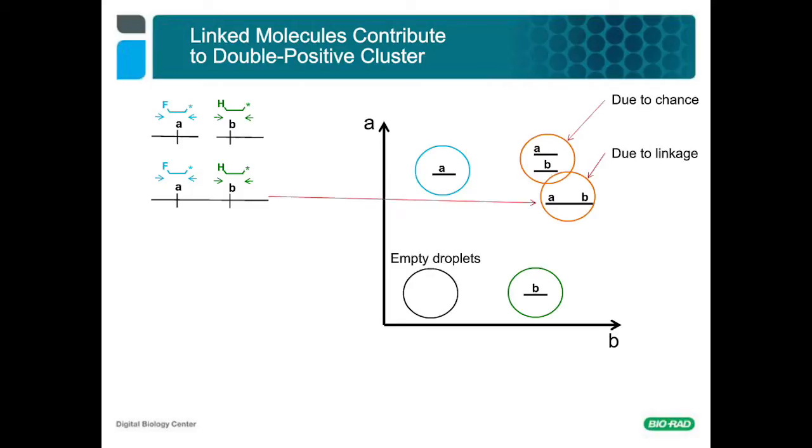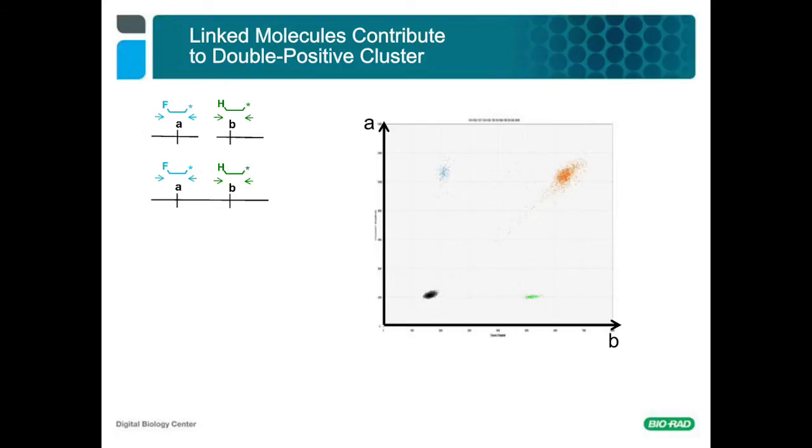If the increase in the double positive droplets is beyond what we would expect from statistical variation, then we can claim that the two variants are linked. In other words, these variants are part of the same haplotype. Here, I've added an actual fluorescence scatter plot to emphasize that we are looking at populations of droplets. And here is the scatter plot without the identifiers. You can clearly see that there are more double positive droplets than single positive droplets.